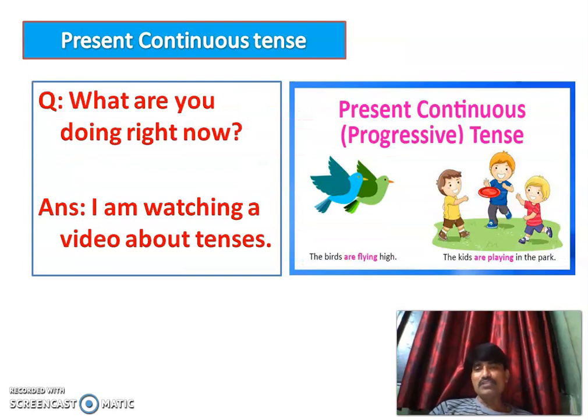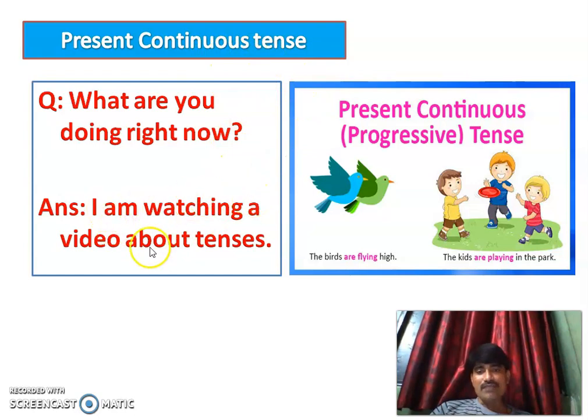And the next one is present continuous tense. Let me ask you a very simple question: what exactly are you doing right now? The answer would be that you are watching this video. So the action which is going on right now, in order to convey this particular action or the sense of action, we use present continuous tense.